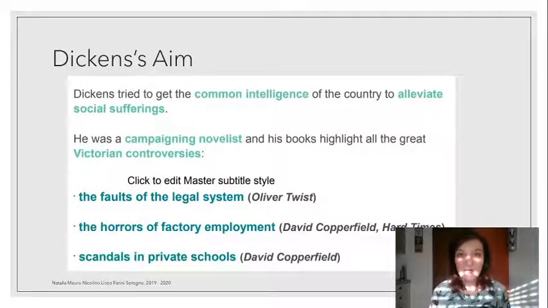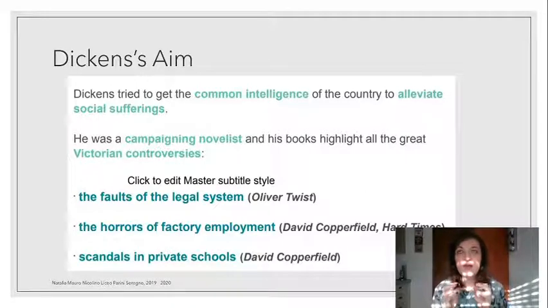The very last thing that I want to say to you deals with the aim that Charles Dickens had when he wrote. Dickens wanted to reach the common intelligence of the country to alleviate social sufferings. He wanted to make people understand that social injustice led to social sufferings, and he wanted people to be aware of it.